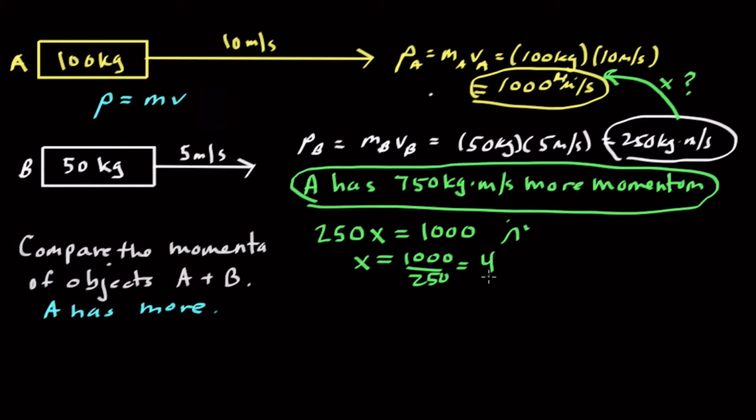So what does this 4 represent? Because here also I get a lot of strange answers. Some people would say, well, it's 4 kilogram meters per second greater. It isn't, right? It's 750 kilogram meters per second greater. What does this 4 represent? This 4 represents how many times greater it is. So what could you write? You could write A has 4 times B's momentum.